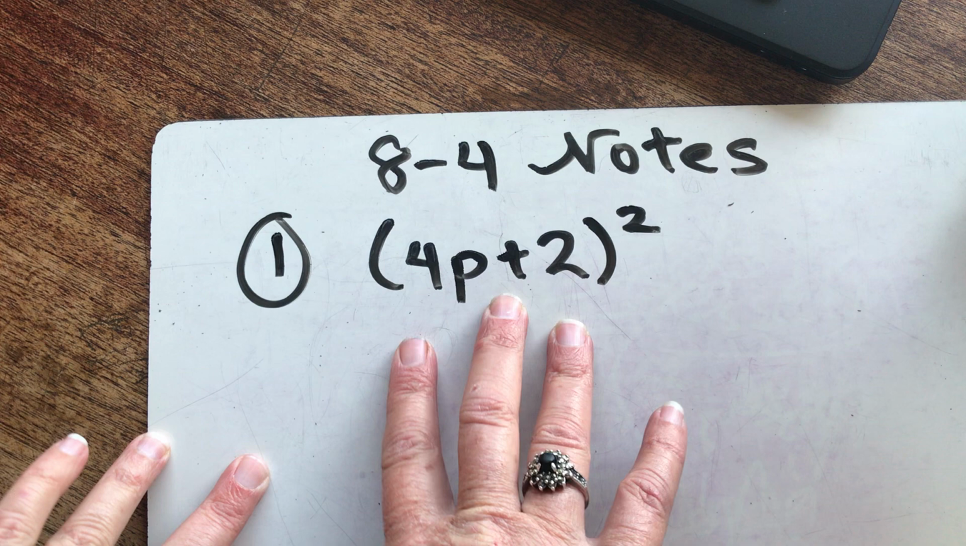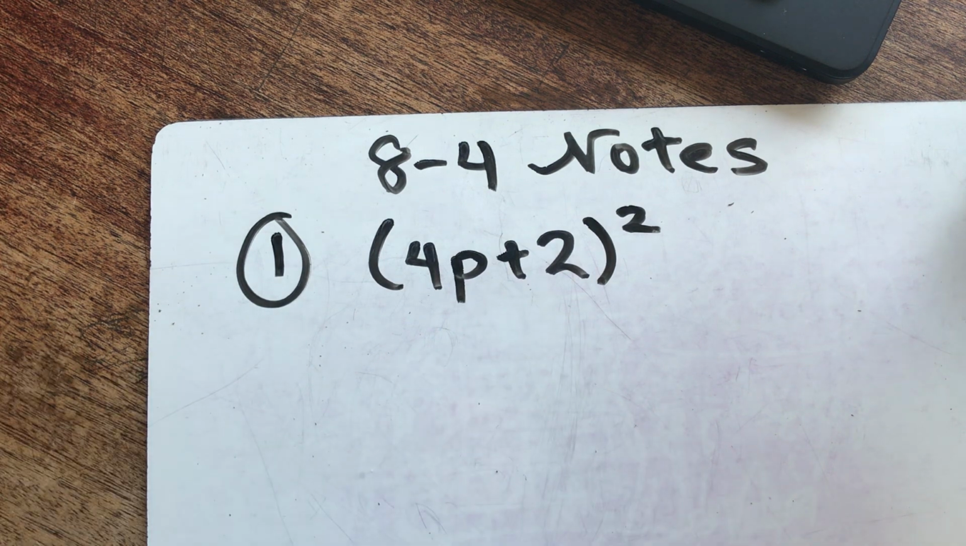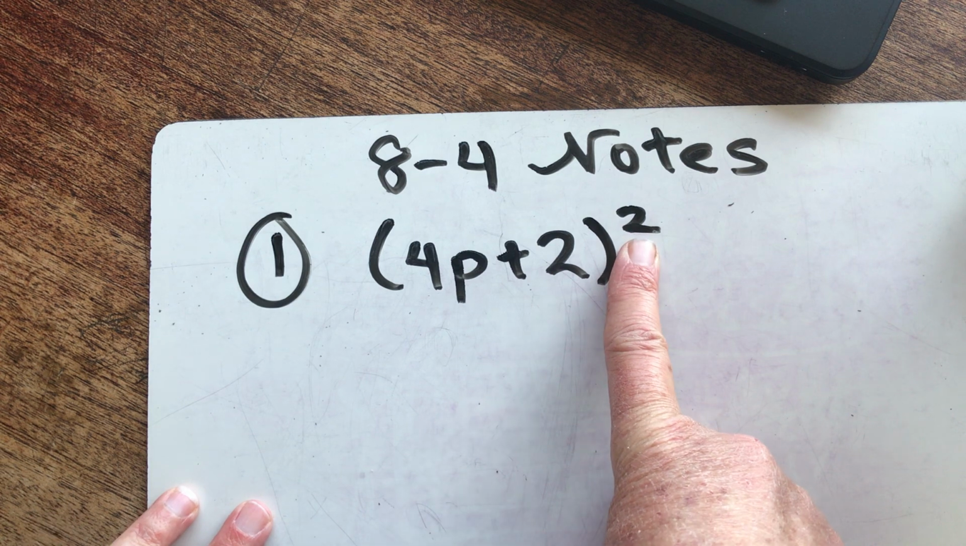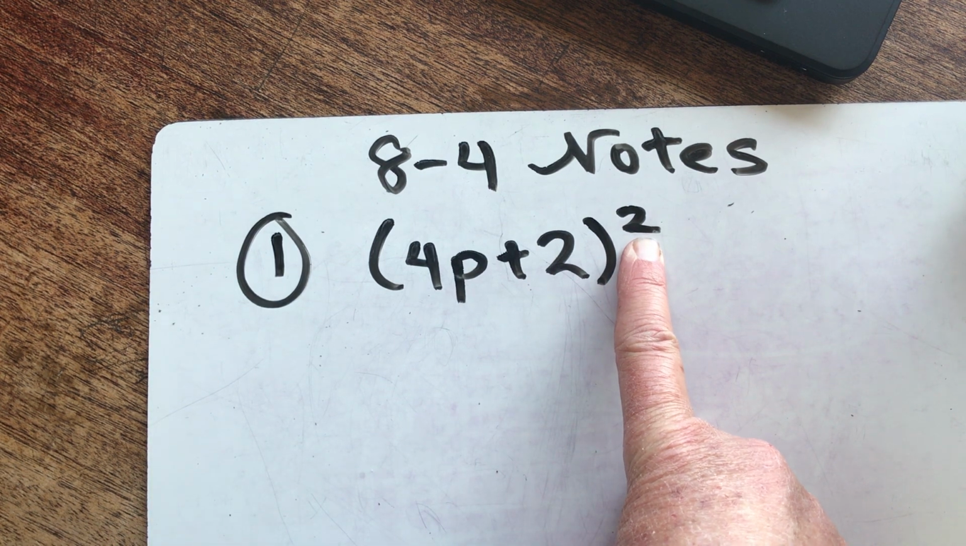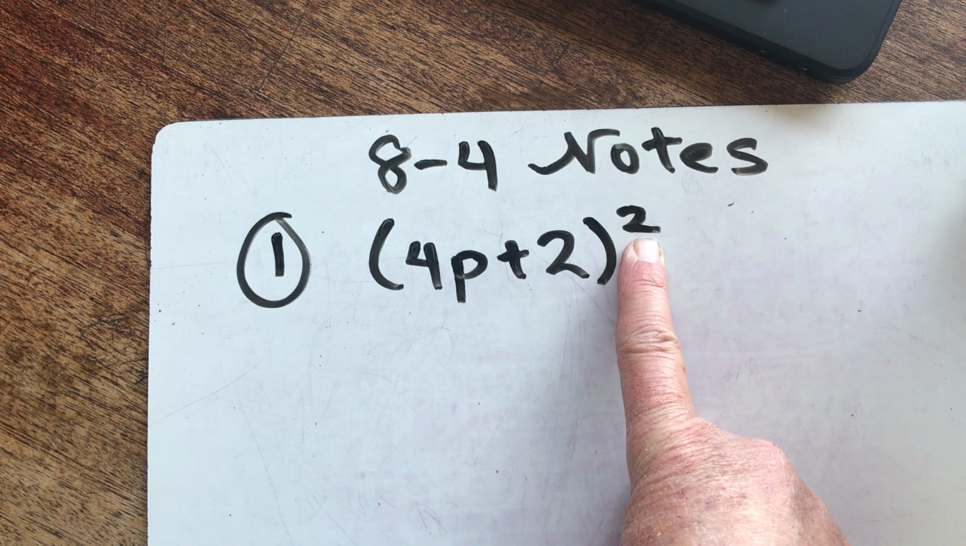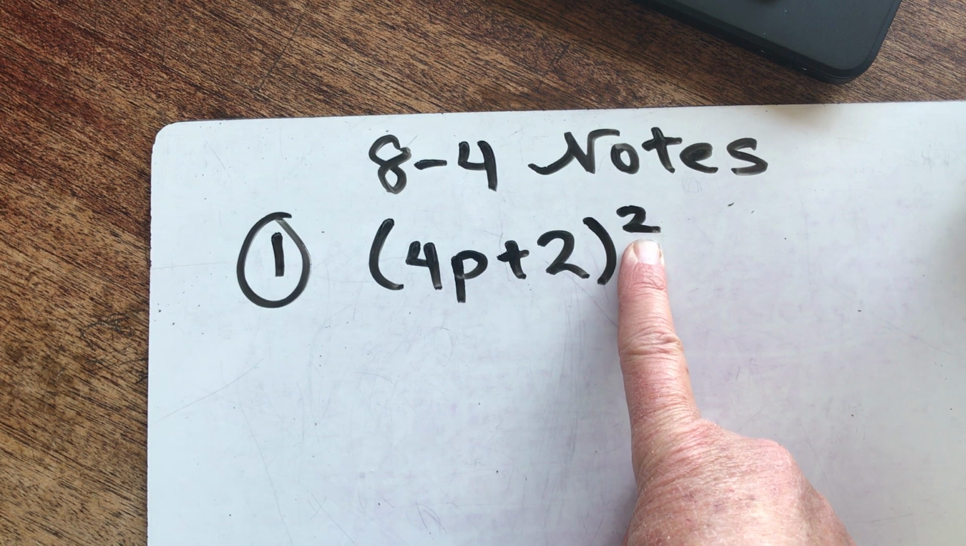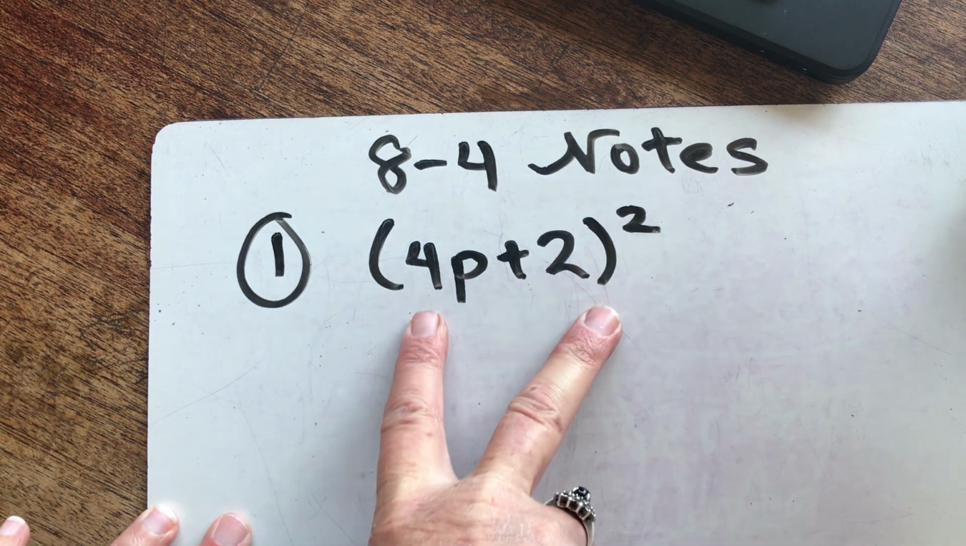So on 8-4, this is the first question. Make sure you printed the notes. Make sure you copy down the notes, and here we go. This little 2, what is it saying? We got to read it like a sentence. What does that power of 2 mean? Anybody? Kids in the back? Somebody? That's right. It means I have 2 of these.